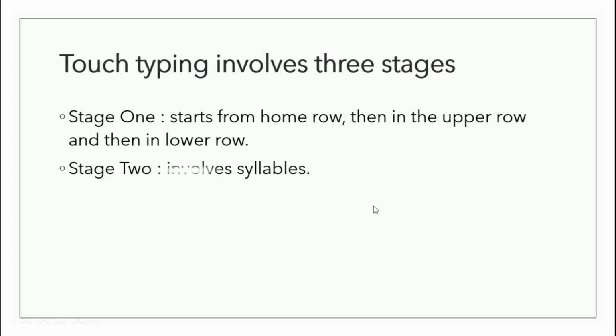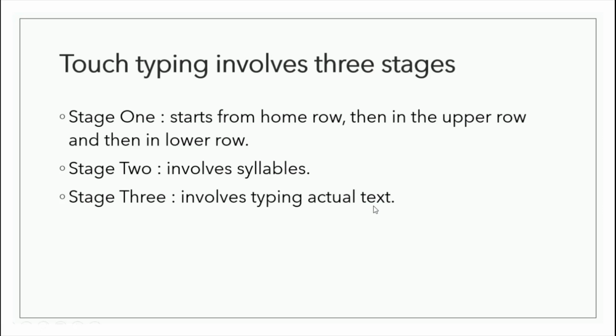Touch typing involves 3 stages. The first stage is when you are placing your hands on the home row. Then, after mastering the home row, you shift to the upper row. When you master the upper row, then you shift to the lower row. So this whole process is stage 1 for everyone.